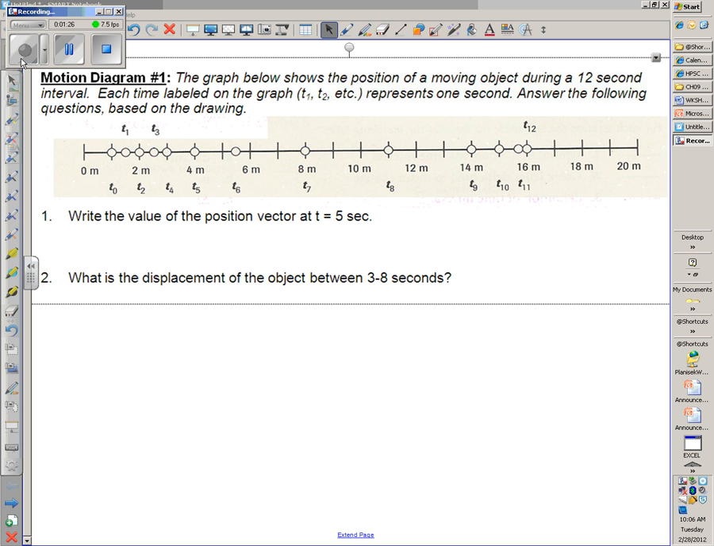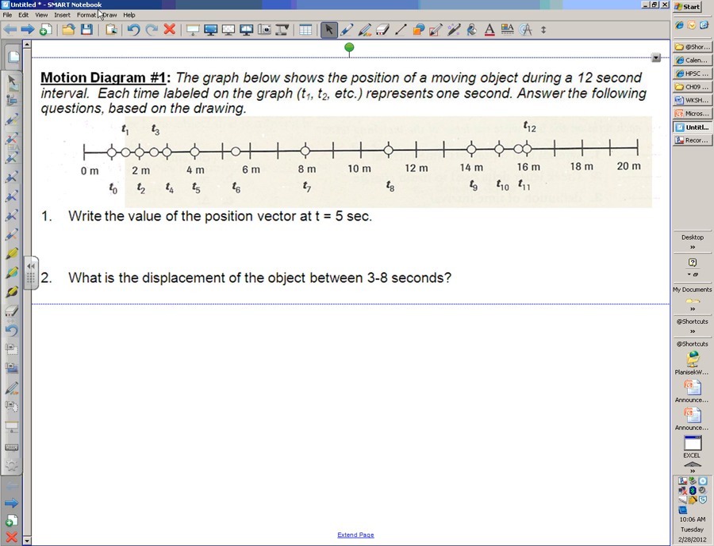Okay. To start off for today, the problem set that I gave you. At the top of the problem set, I believe it says motion diagram number 1. Motion diagram number 1 shows you the location of an object represented by that circle at different times, which are labeled as T1, T2, T3, and so on. Okay? So first, number 1 says write the value of the position vector at T equals 5 seconds. So what's position?